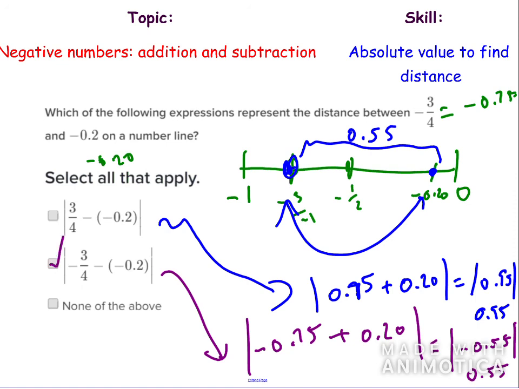Absolute value is probably one of the more difficult ones. You might have to watch the video a couple of times or ask me questions about this in class. But, you know, with practice, you can do this. Good luck.